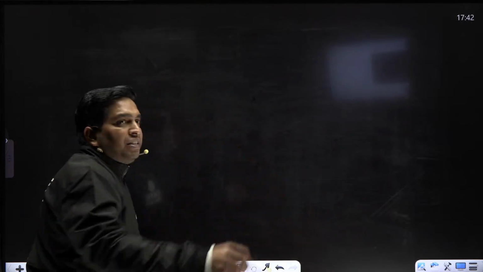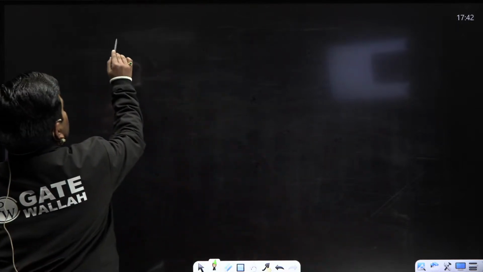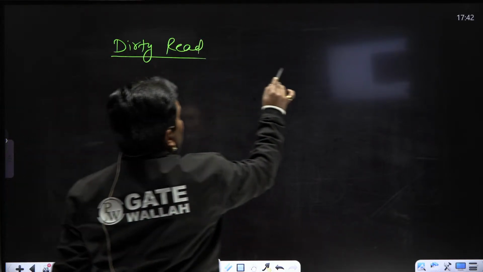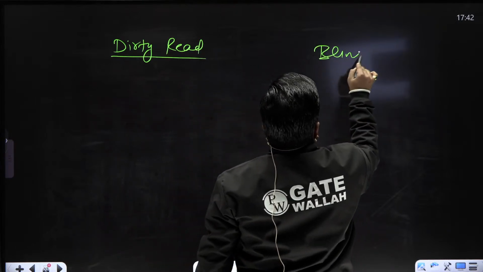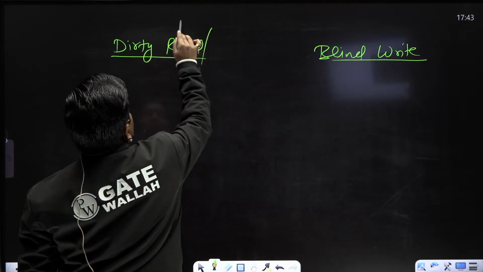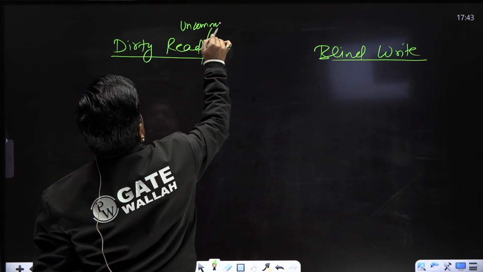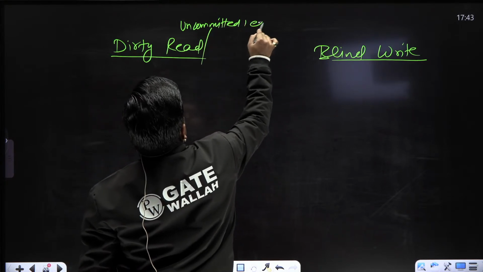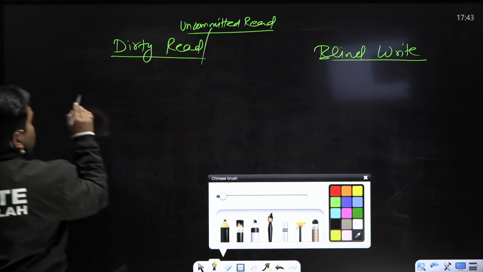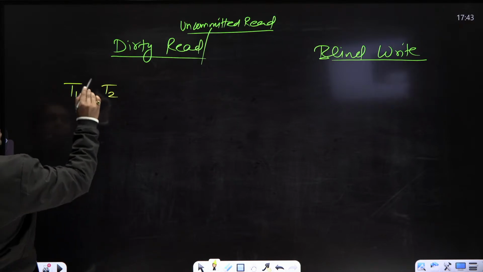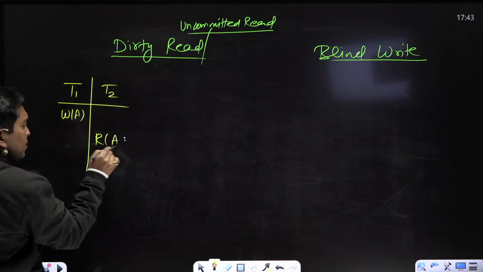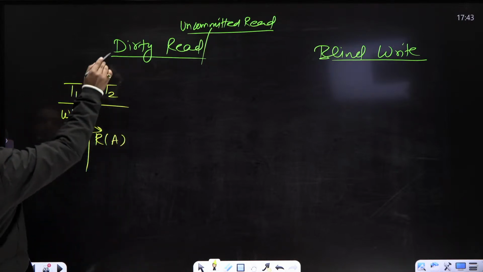Now listen, Sham is asking a very good question: what is the difference between dirty read and blind writes? Okay, dirty read is also called uncommitted read. First of all, what is the meaning of uncommitted read? Means here T1, T2: write A, read A. This is called dirty read.